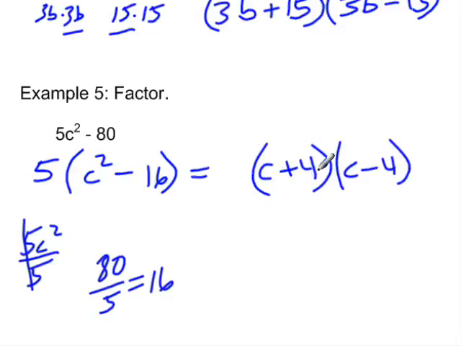But the thing you need to make sure is that you do not forget this 5. Without that 5, it would just be this part. You need that 5 to get you back to that part. So if you want to check your answer here, you do the full method between these two, and then you would distribute this 5 back out, and you would end up with 5c squared minus 80. I hope you can take these examples and these rules and apply them, and good luck factoring.